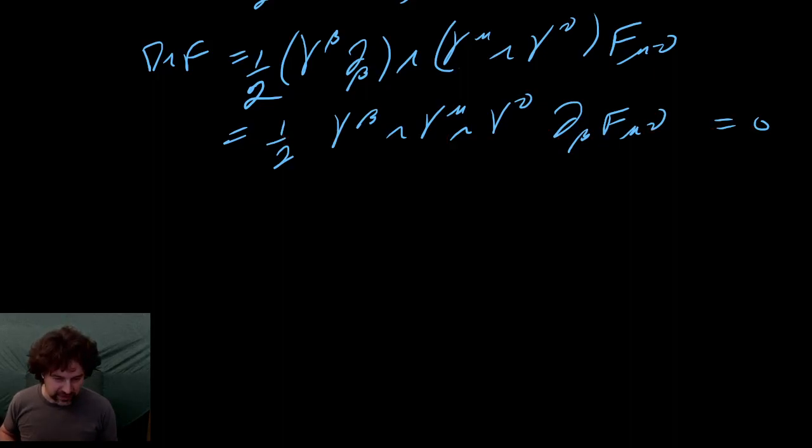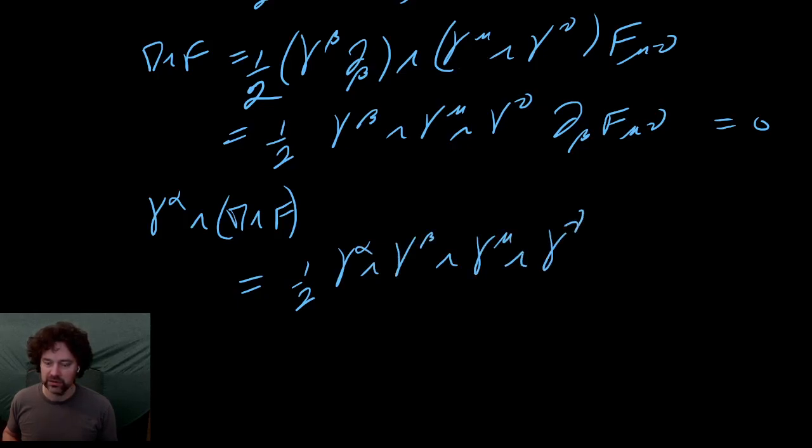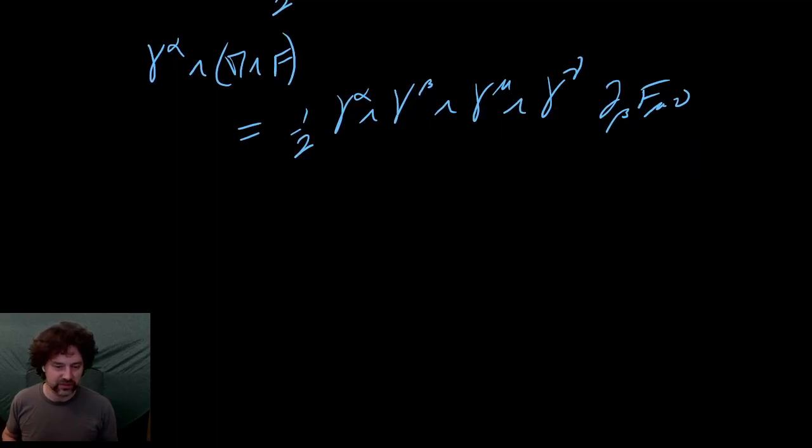And the way we can do that is we can wedge one more time. So we get a four-vector pseudoscalar term. Let's wedge gamma alpha with grad wedge F. So if we do that, now we have 1/2 of gamma alpha wedge gamma beta wedge gamma mu wedge gamma nu of d beta F mu nu. This will still all equal zero.